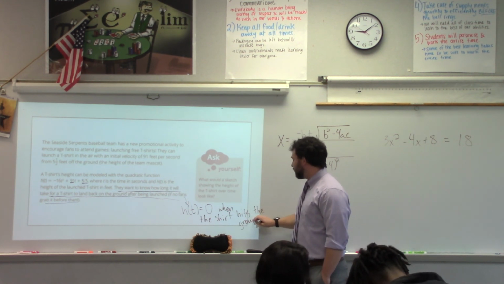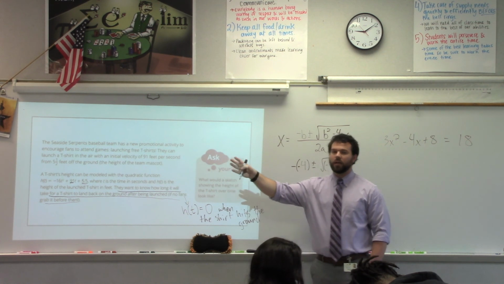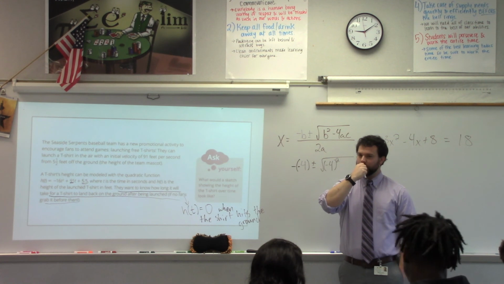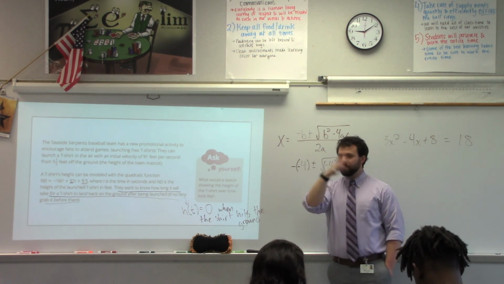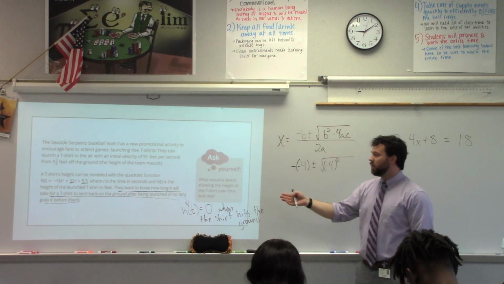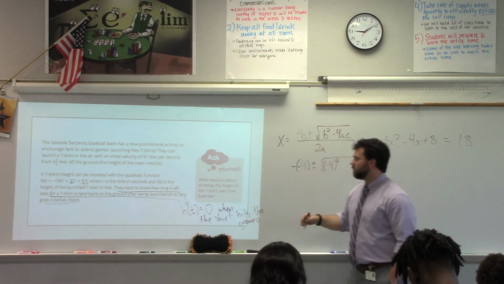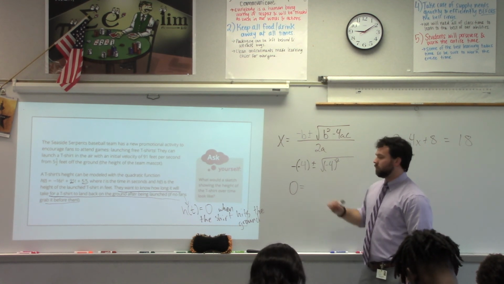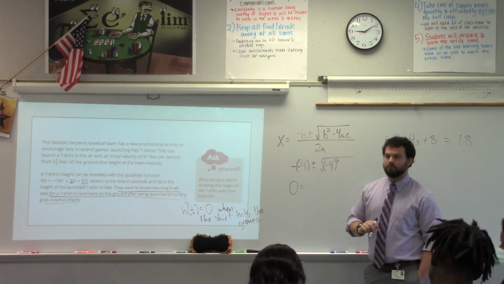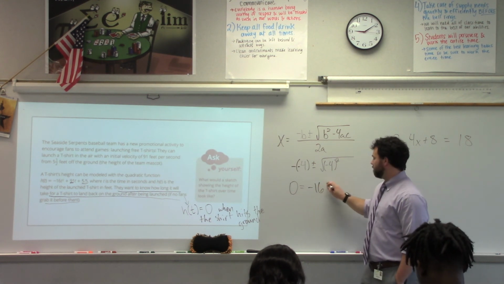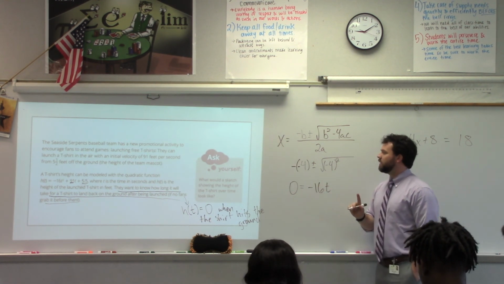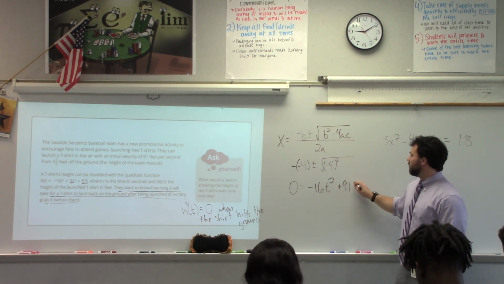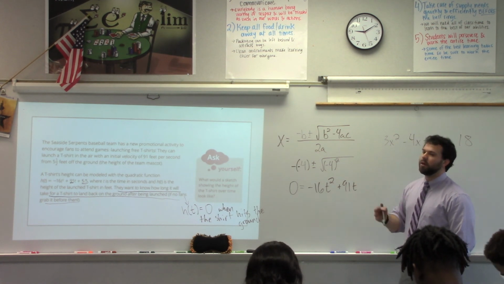And so I want you to notice, in order to use that quadratic formula, our quadratic expression has to equal what again? Has to equal 0. Well, we don't get to magically make it equal 0, but in this case, the height is supposed to be 0. So we get 0 equals what? Be careful, negative 16t squared. That can make a big difference. Plus what? 91t.